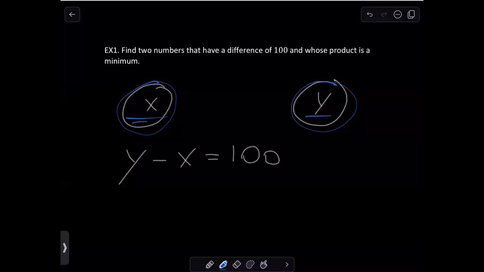We don't want x, y, and z, and a, and b. We just want a single variable, and that's usually x. So what I'm going to do is write out this y in terms of x. So y is equal to, take the x over onto the other side, x plus 100.